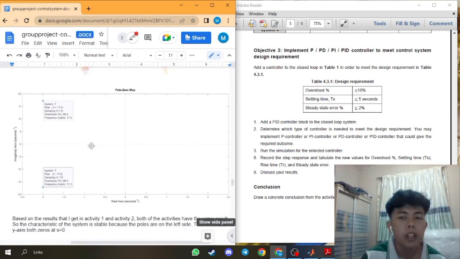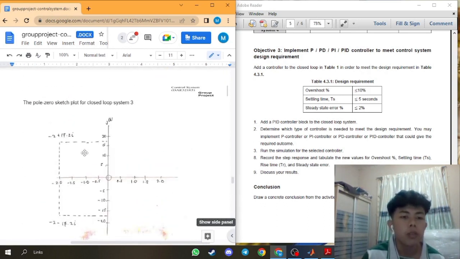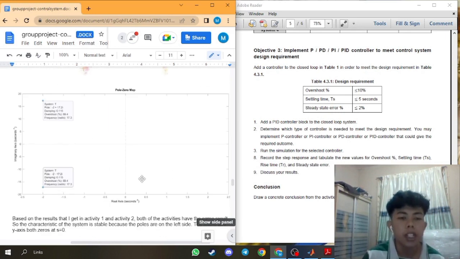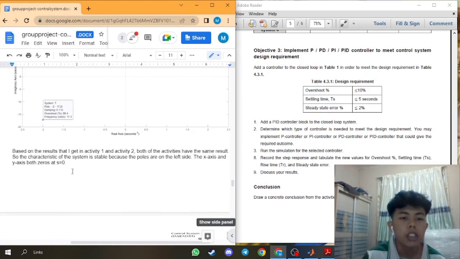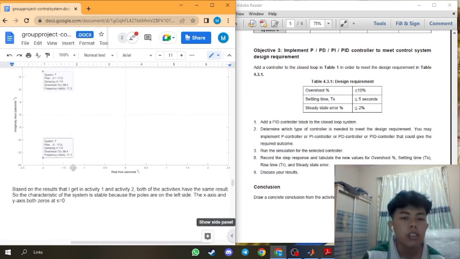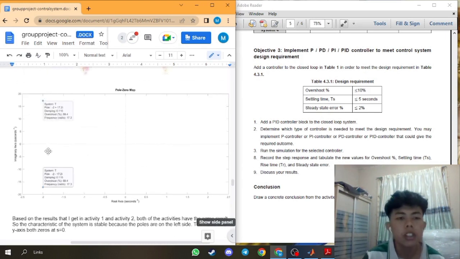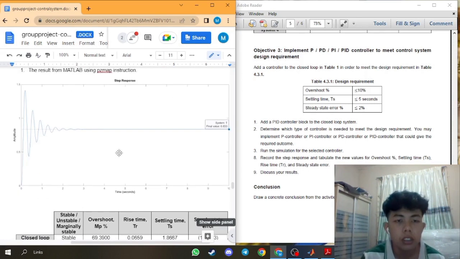So from MATLAB, I run some commands to know whether the answer is the same as my result or not. This is the result from MATLAB. Based on what you can see from my calculation and MATLAB, it is the same answer. So the system is stable because the poles are on the left side of the axis, and zeros at s equals 0.